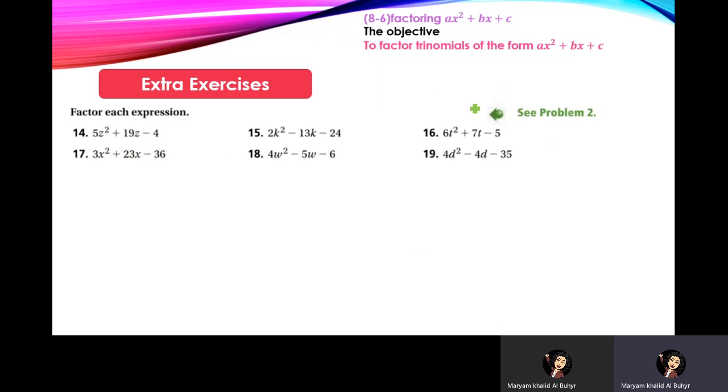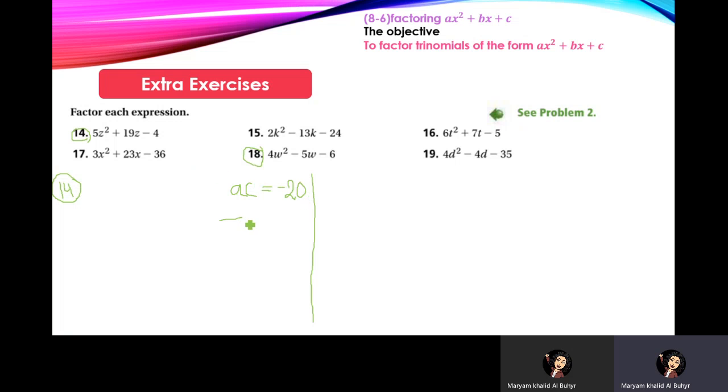So I'm going to solve with you the exercises related to this one. I'm going to solve exercise 14 and exercise 18. The rest are exactly the same idea. For exercise 14, I'm going to think about two numbers, A and C. Once I multiply them, I will get 5 times negative 4, which is negative 20.